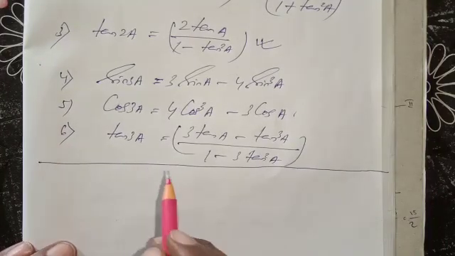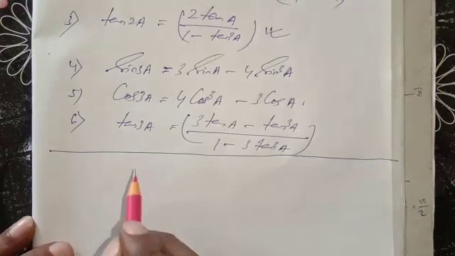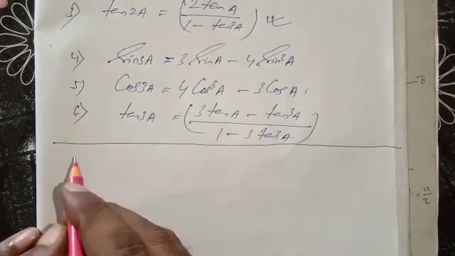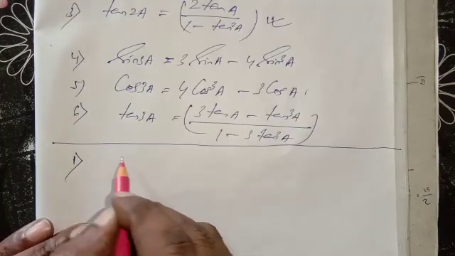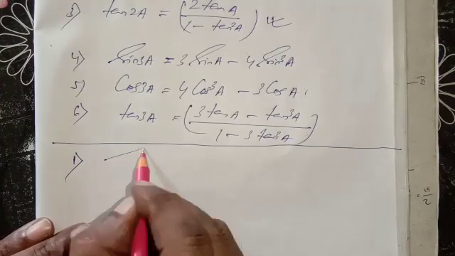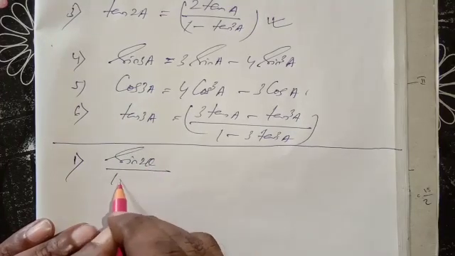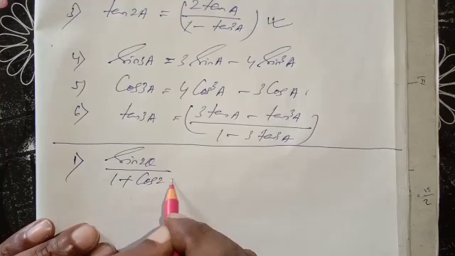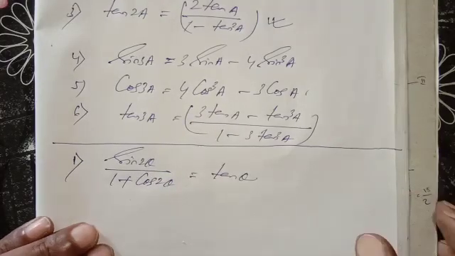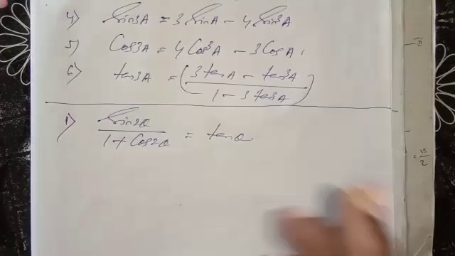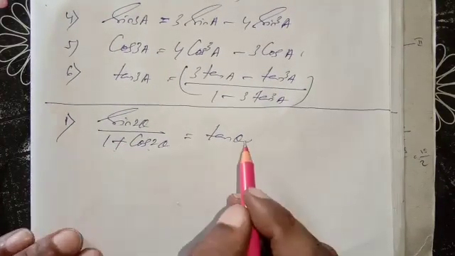Okay, so next one, let me give one question to solve. Question number 1, you have to prove sin 2 theta divided by 1 plus cos 2 theta is equal to tan theta. One question I have taken from the book: sin 2 theta by 1 plus cos 2 theta is equal to tan theta. You have to prove it.